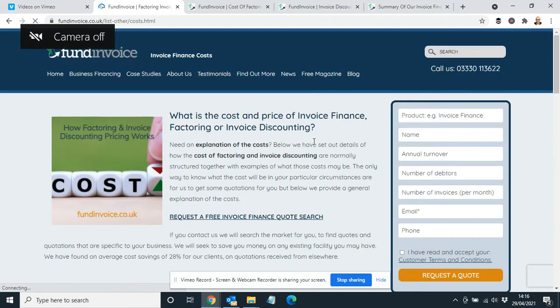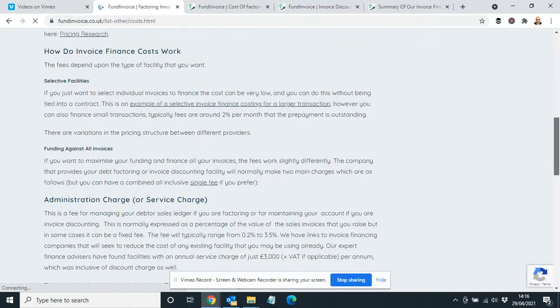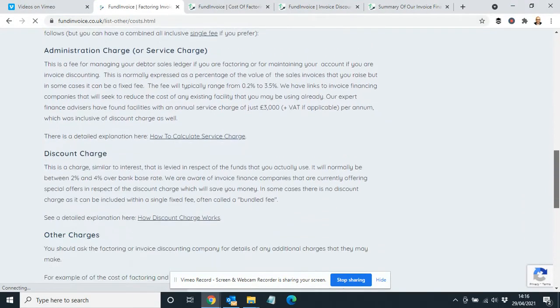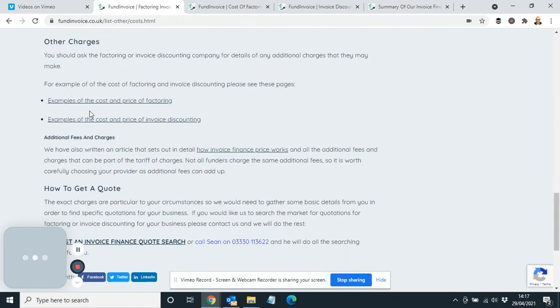Now this page is about how those costs work, so it tells you what the different components of those fees are likely to be. So it's things like administration charge, service charge and discount charge, and each one of those is explained. There are also links here to detailed explanations of exactly how you go about calculating those. Now further down this page it links to two other important sections which are worth looking at here. These are examples of the costs for factoring and also for invoice discounting.